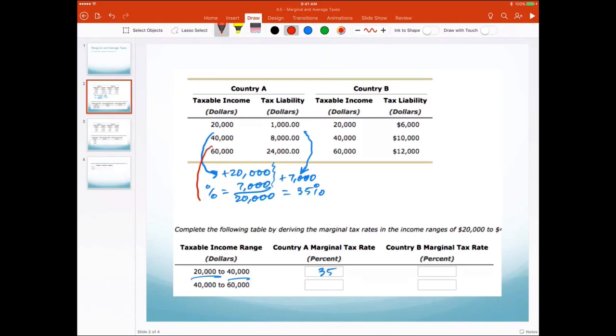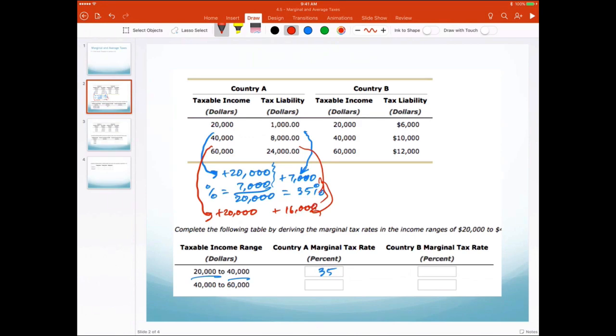So I'm going to draw a line over here, right? So we have an increase, again, of $20,000. And what happens to our taxes? Well, they go from $8,000, let me try to fit it over here, $8,000 up to $24,000. Well, that's an increase in taxes of $16,000.